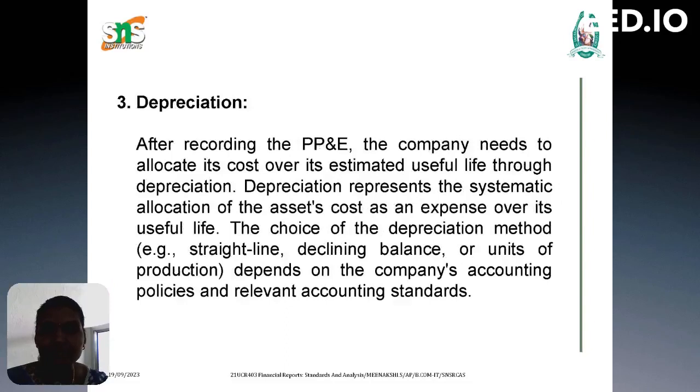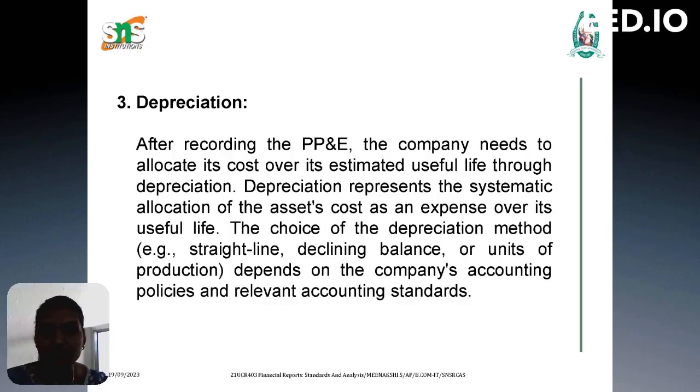Then the third step is depreciation. After recording the transaction, it is important to find out the depreciation, which represents the systematic allocation of the asset's cost as an expense over its useful life. The choice of depreciation method can be straight line, declining balance, or units of production.